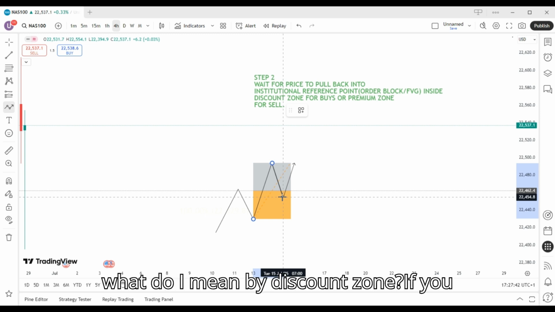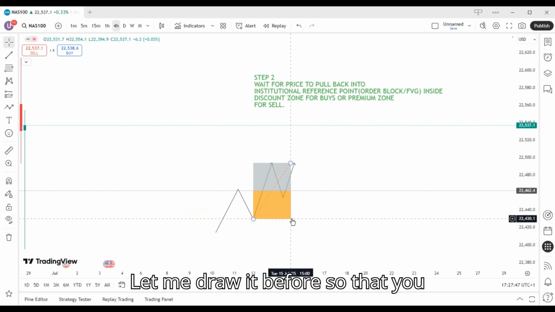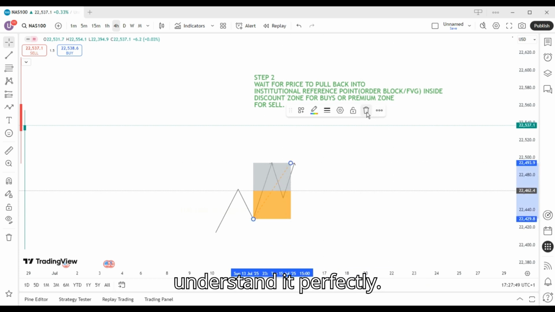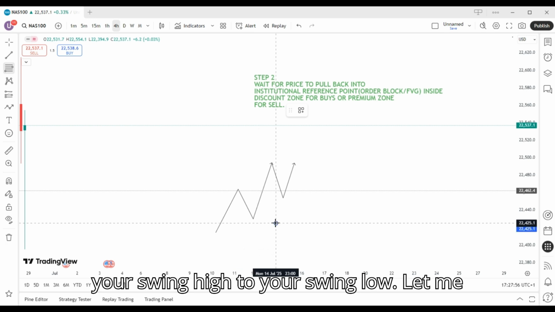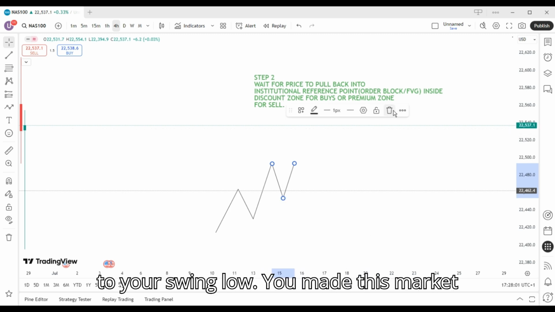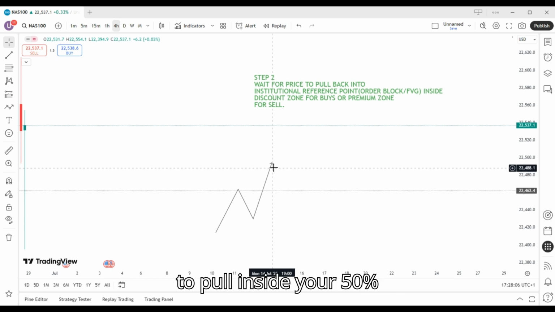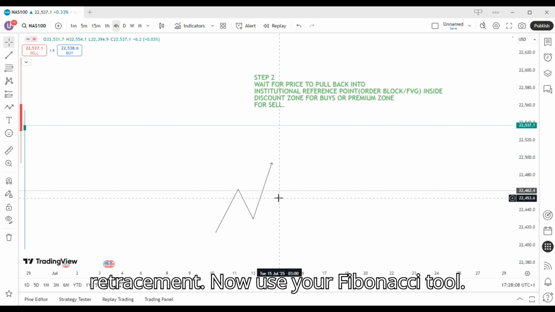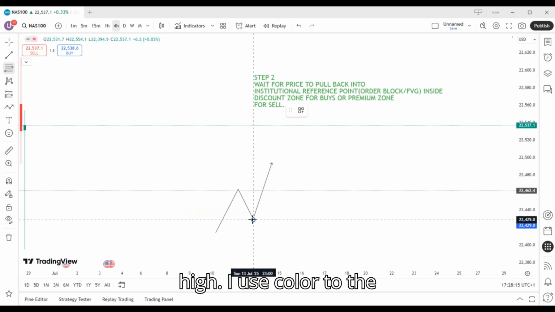Now, what do I mean by discount zone? If you use your fib level, this is my fib level. Let me draw it so that you understand it perfectly. Use your Fibonacci tool. Take it from your swing high to your swing low. You're waiting for price to pull back inside your 50% retracement. Now use your Fibonacci tool, put it from your swing low to your swing high.